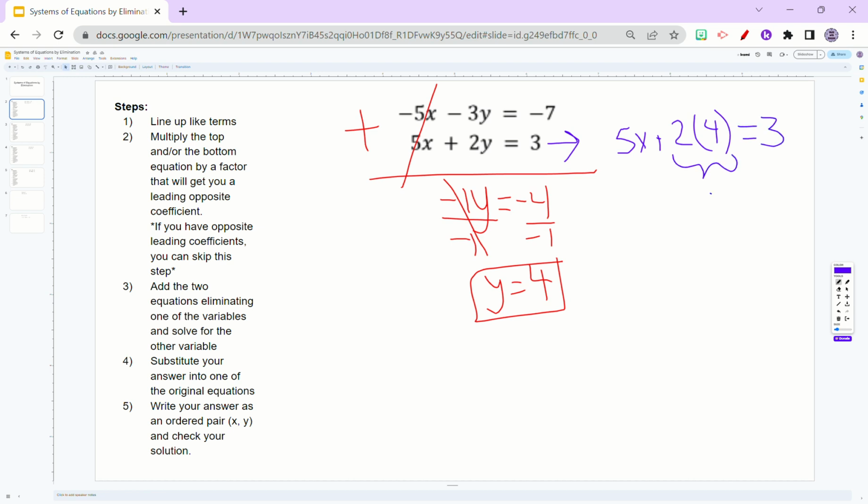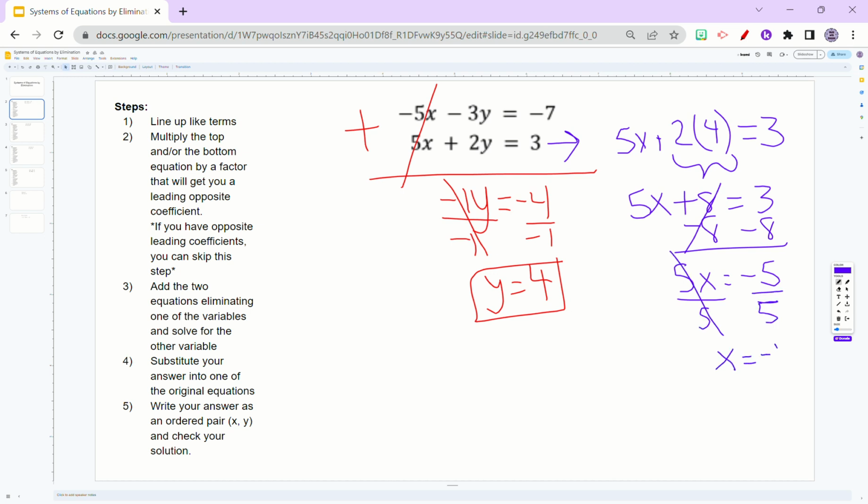Well, 2 times 4 is 8, and then we have 5x plus 8 is equal to 3. So now I'm going to subtract 8 on both sides, and I have 5x is equal to 3 minus 8, which gets us negative 5. Then I'm going to divide both sides by 5, and I get x is equal to negative 1.